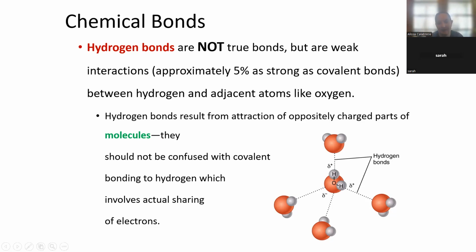So what happens is the little bit positive side of this water molecule is attracted to the little bit negative side of this one, right? And they form this sort of weak attraction between each other. And that's what a hydrogen bond is. It's just an attraction between adjacent water molecules.